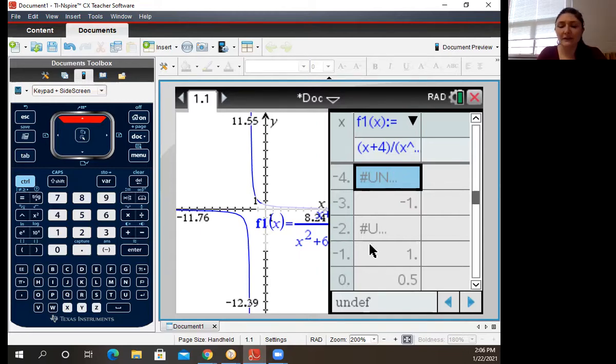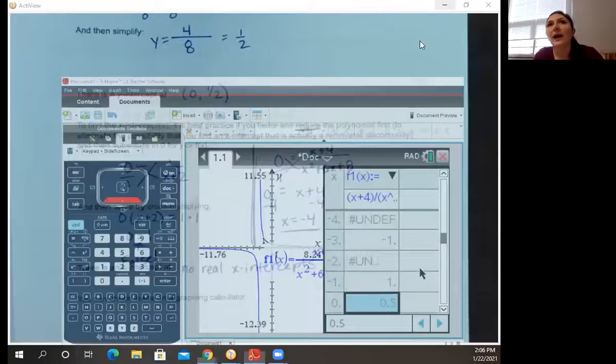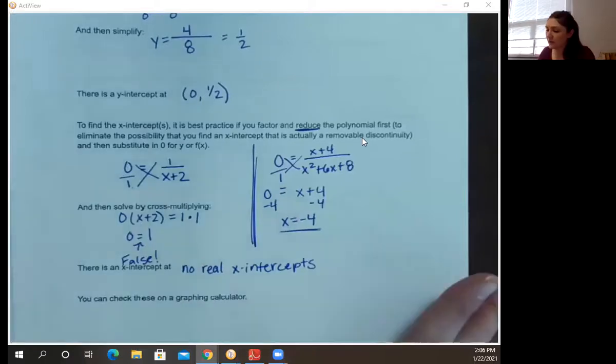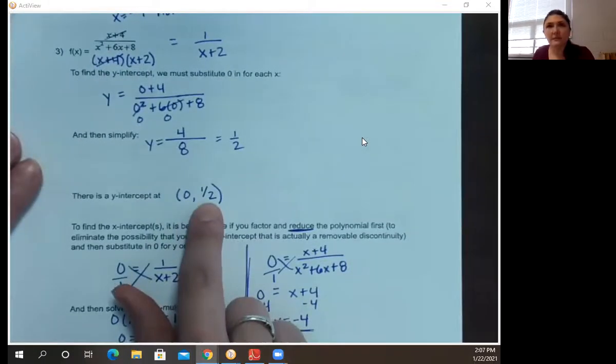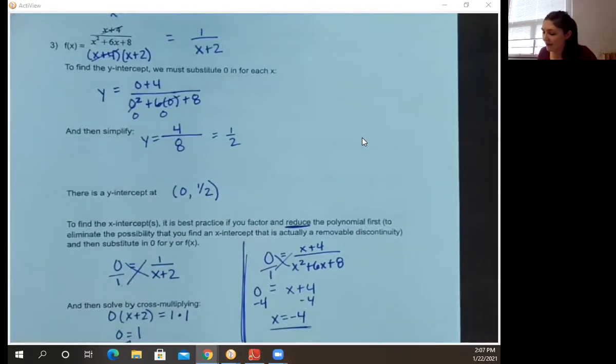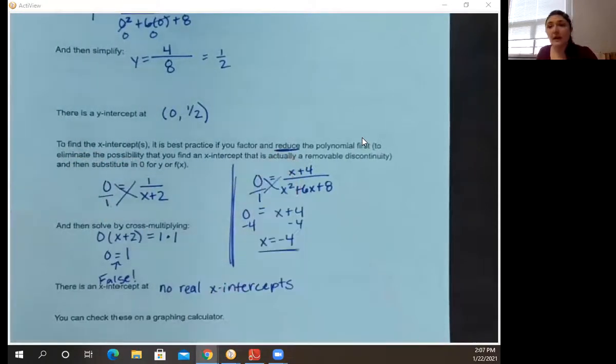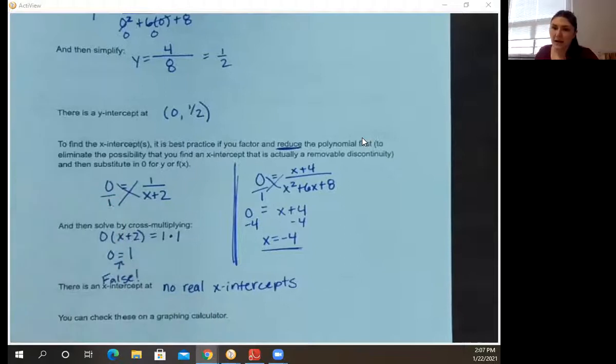And then while we're here, let's go ahead and double check our y-intercept. So the y-intercept happens when x is 0, and I got 0.5 as that y value. If I go back to my paper here, we got our y-intercept to be 1/2, which would be 0.5. Okay, so you can use your calculator to check these with your graph, and just make sure when you go to find those x-intercepts that you reduce before you set y equal to 0.